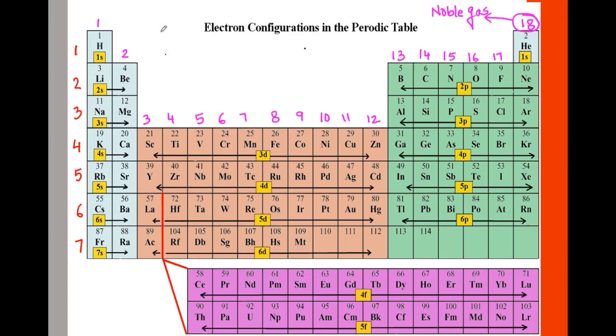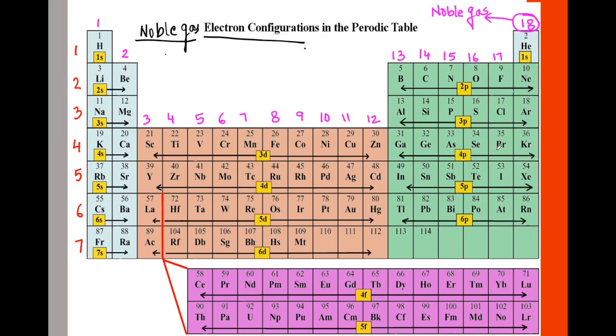Good morning, everyone. Today we'll be learning about noble gas electron configuration. As the name says, noble gas, in the electron configuration, we will be including the symbols of the noble gases. And noble gases would be group number 18.